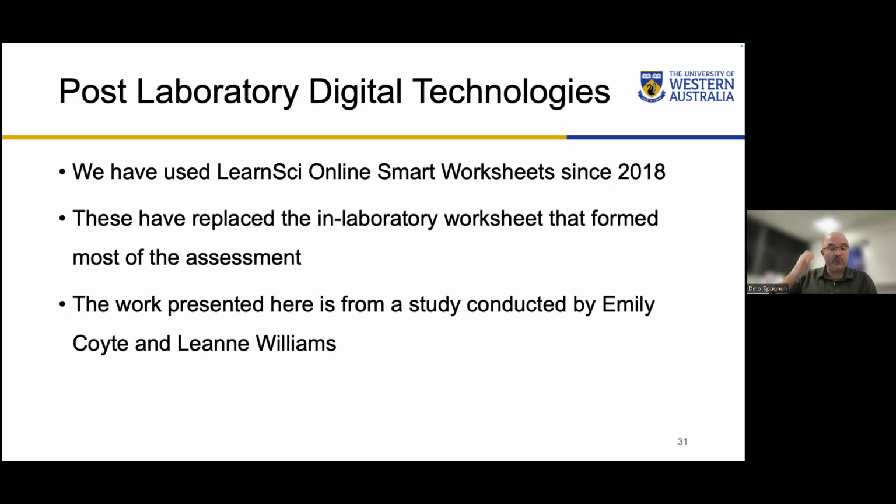And students felt they were rushed. I think that leads to their sense of being overwhelmed. They were telling me that it feels like an exam in the laboratory. And so what we did was we basically digitalized that worksheet. The work I'm going to present here is actually research that's been conducted by Emily and Leanne, who are part of the LearnSci team, who did surveys to students about the worksheets that they were using.